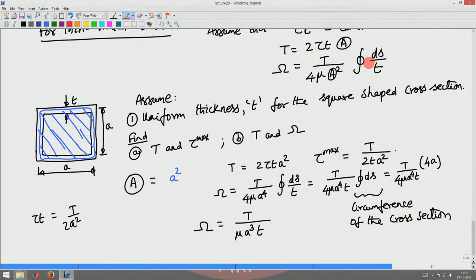We saw that the torque is given by 2 times the shear stress times the thickness times the enclosed area of the cross section, and the angle of twist per unit length also we found to be given by this expression. So, in the next class we will look at a different boundary value problem.